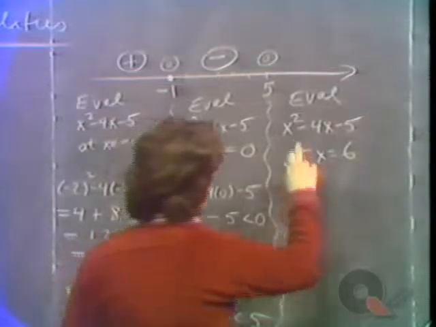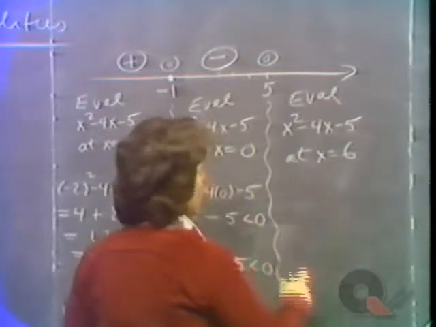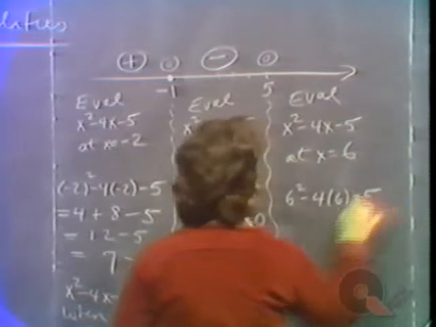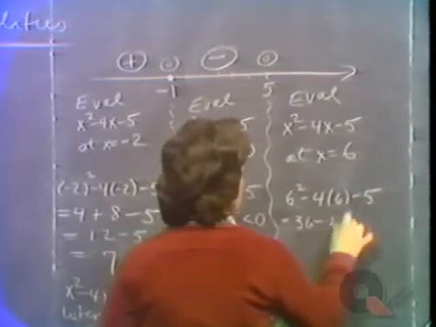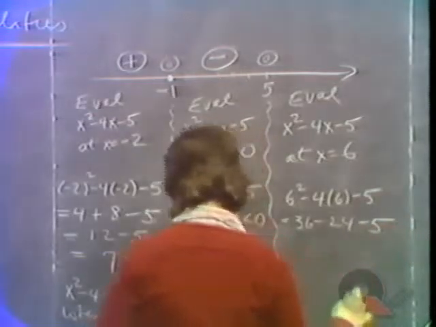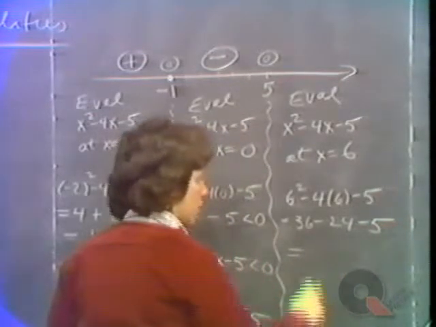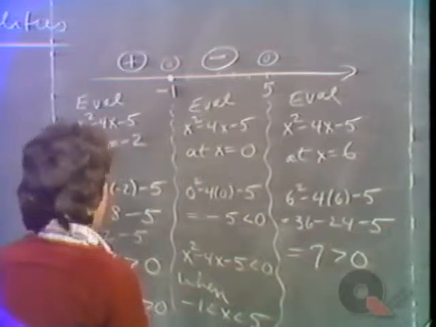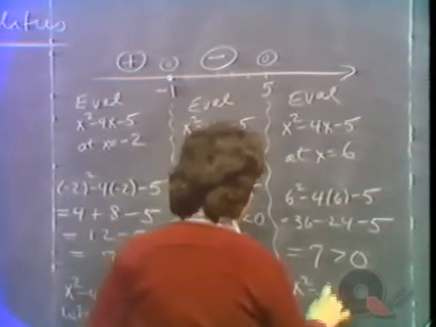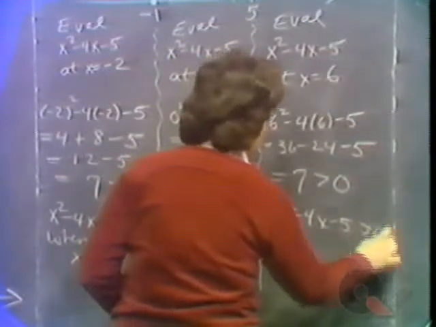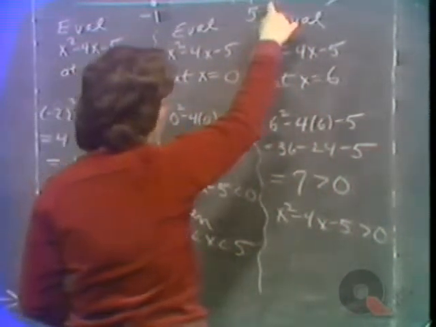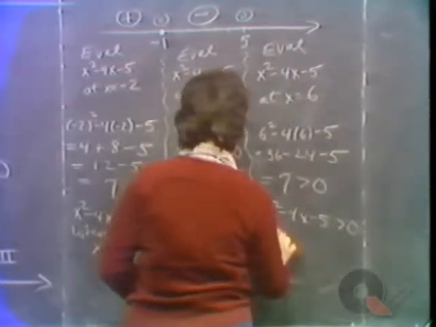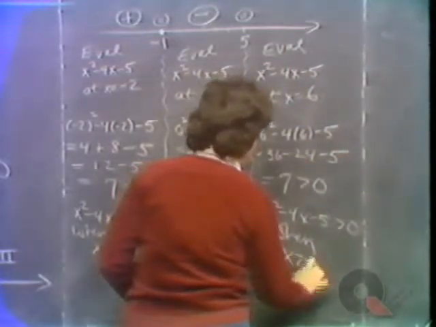Finally, we evaluate x squared minus 4x minus 5 at x equals 6. 6 squared minus 4 times 6 minus 5. That's 36 minus 24 minus 5, which comes out to be 12 minus 5, or 7, and it's positive. So that tells us that x squared minus 4x minus 5 is positive at the testing value in this portion, and therefore it's positive throughout that whole portion. Therefore, it's positive when x is greater than 5.